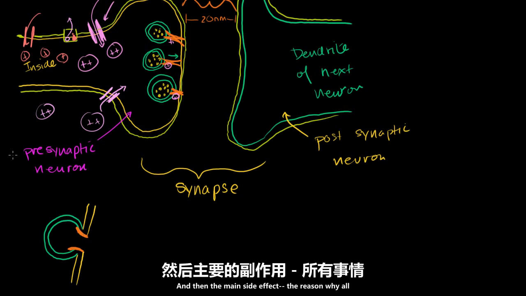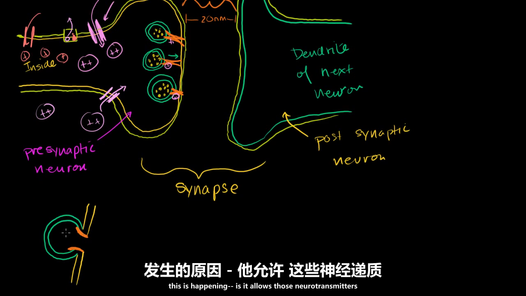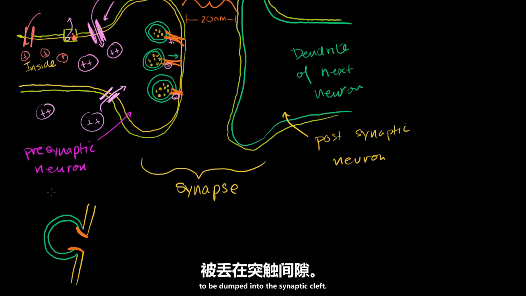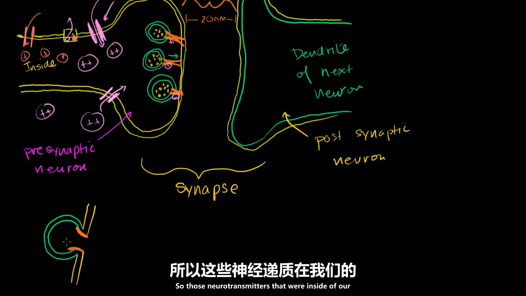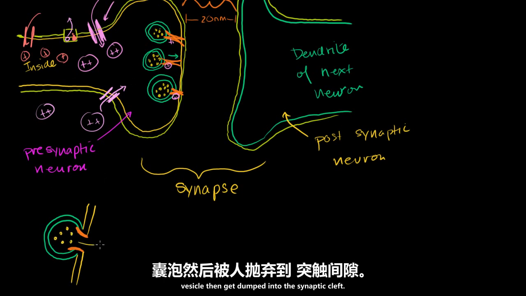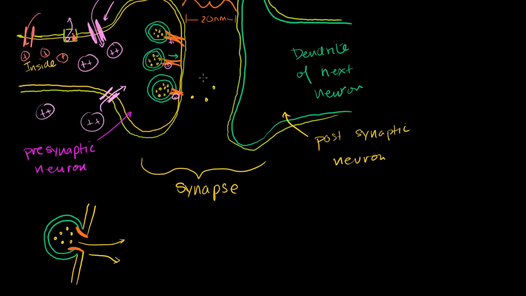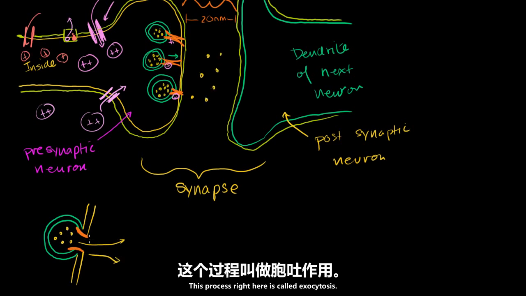And then the main side effect, the reason why all of this is happening, is that it allows those neurotransmitters to be dumped into the synaptic cleft. So those neurotransmitters that were inside of our vesicle then get dumped into the synaptic cleft. This process right here is called exocytosis. It's exiting the cytoplasm, you could say, of the presynaptic neuron.